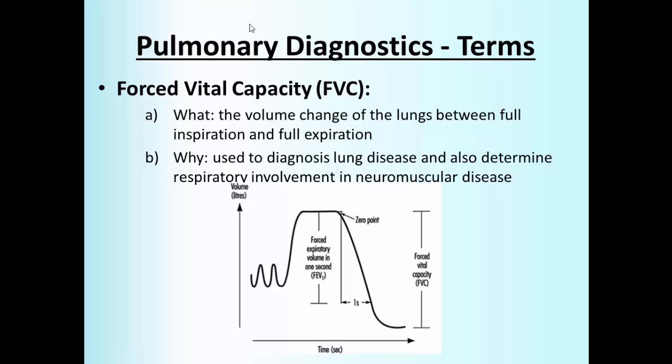Forced vital capacity is the volume change of the lung between a full inspiration to total lung capacity and a maximal expiration to residual volume. The measurement is performed during forceful exhalation. The preceding maximal inhalation need not be performed forcefully. We do this because it is used to diagnose lung disease and also determine respiratory involvement in neuromuscular disease.